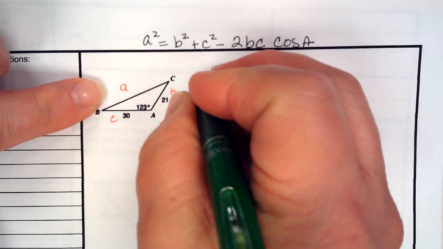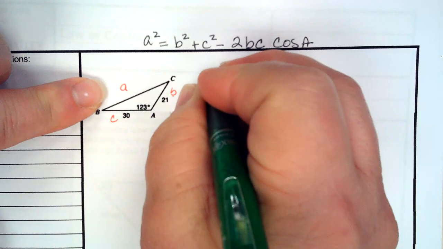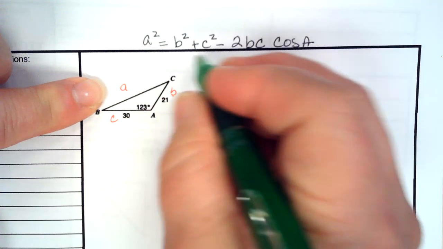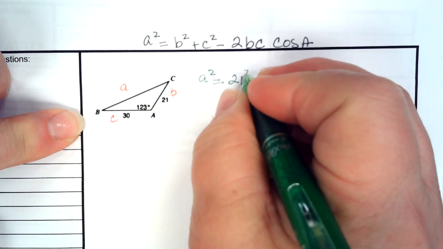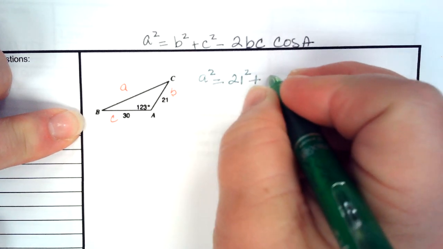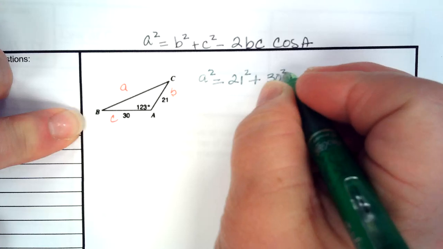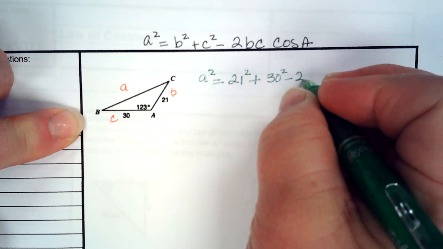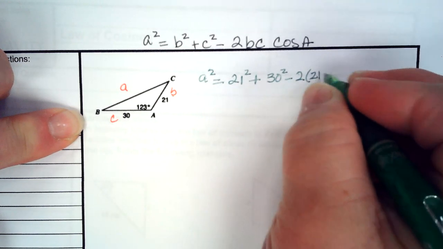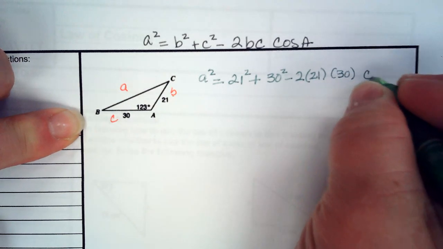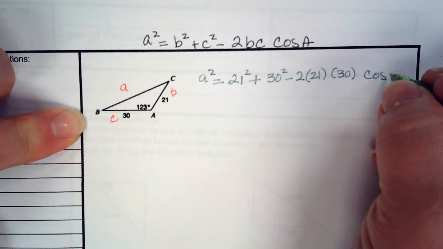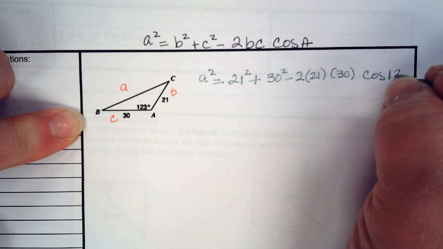Okay, to set it up, A squared is equal to B squared, that's 21 squared, plus C squared, that's 30 squared, minus 2 times 21 times 30 times cosine of 123.